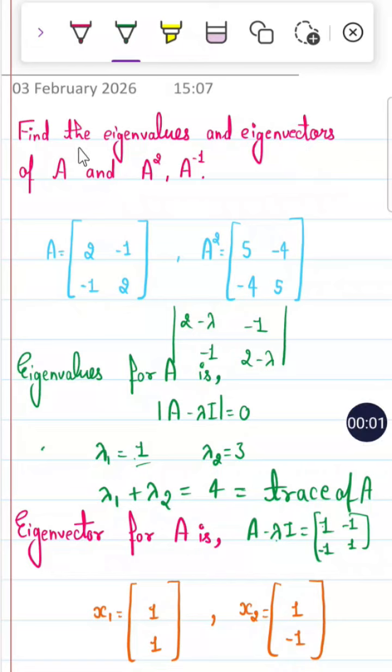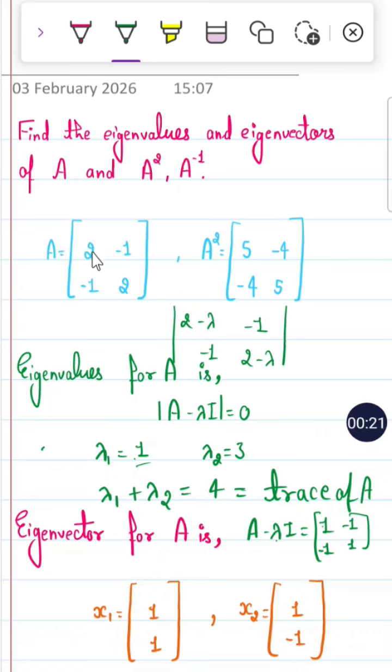Friends, today we will discuss the eigenvalues and eigenvectors for the matrix A, A square, and A inverse. We will also find out the eigenvalues by taking A to the power n. What is the matrix A? A is the symmetric matrix [2, -1; -1, 2]. A square is [5, -4; -4, 5].